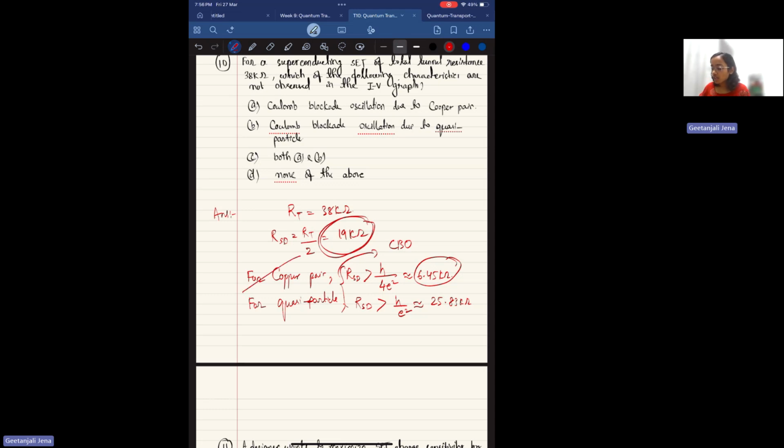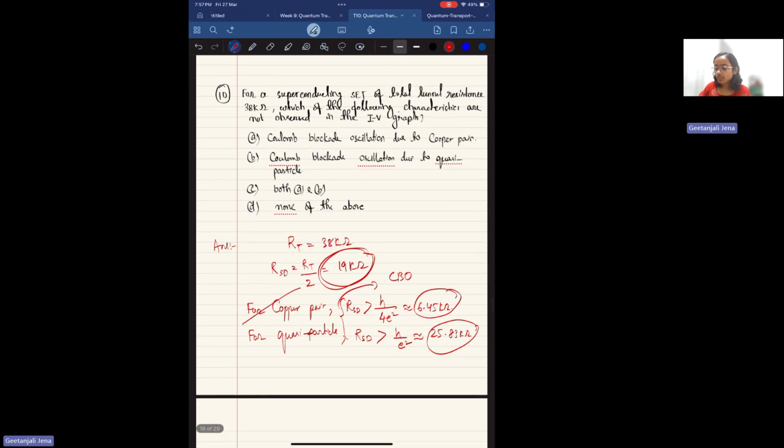This is possible. But the quasi-particle requires a minimum tunnel resistance of 25.83, which is much higher than this 19 kilo ohm. So you can't see the Coulomb blockade oscillation because of the quasi-particle. So in the IV characteristics, you will see only the Coulomb blockade oscillation because of the Cooper pair. So the answer to this is option A.